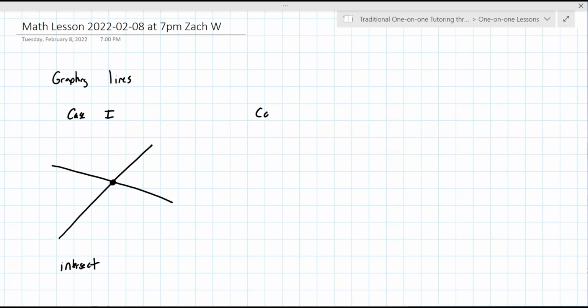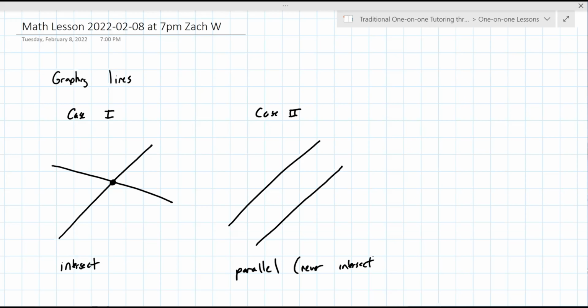Case two, well, you graph a line, you graph another line. These are parallel. Parallel means that they never intersect. Never, ever, ever. Case number three is when they overlap. So call this overlap.